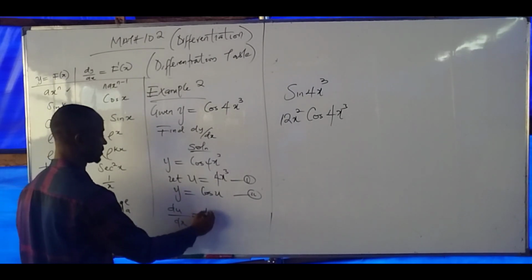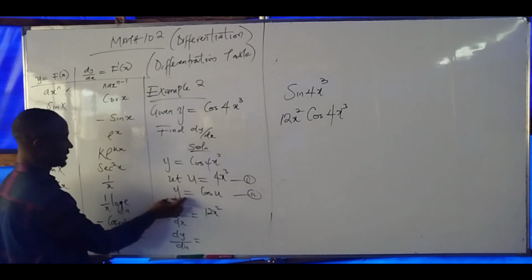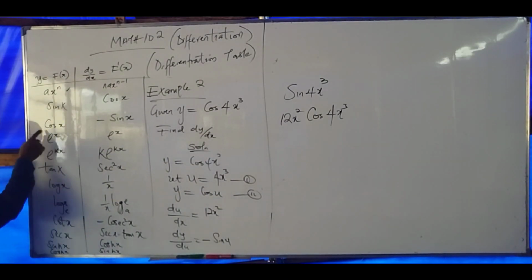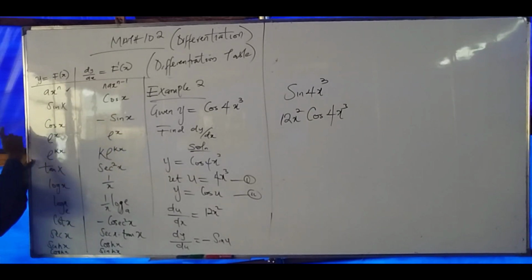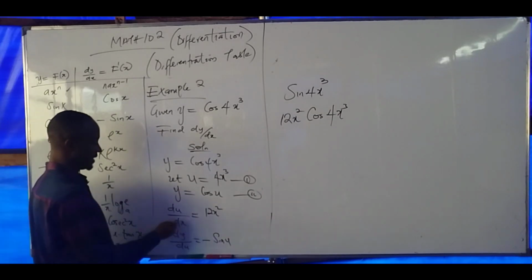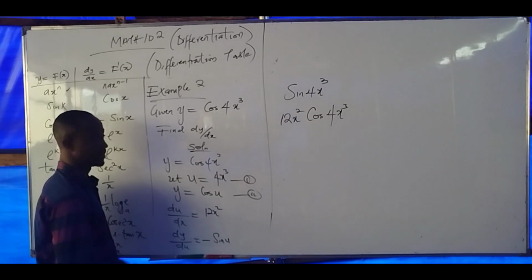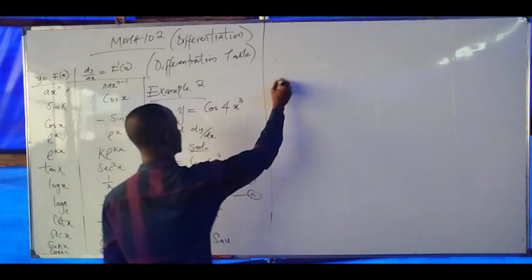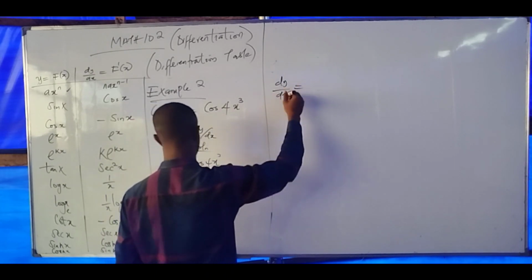Will give us 12x squared. What's our dy/du? Minus sine u. Don't forget that. When you differentiate cos x, what do you have? Minus sine. When you differentiate cos u, you have minus sine u. So that means my dy/du is minus sine u. Are you following? So what's our dy/dx? The product of du/dx and dy/du.